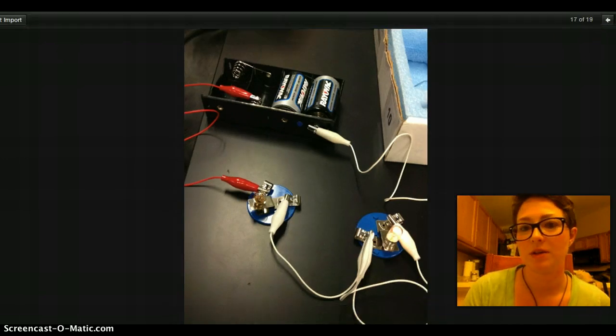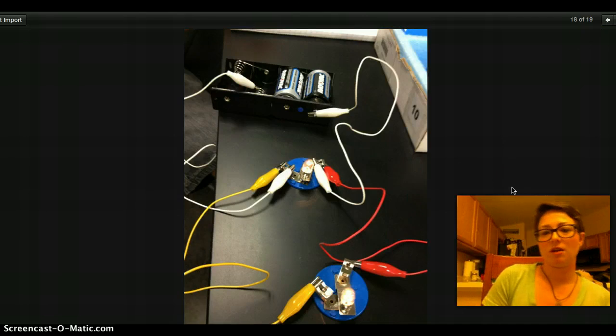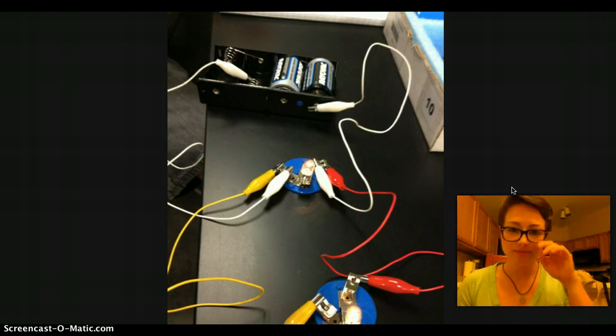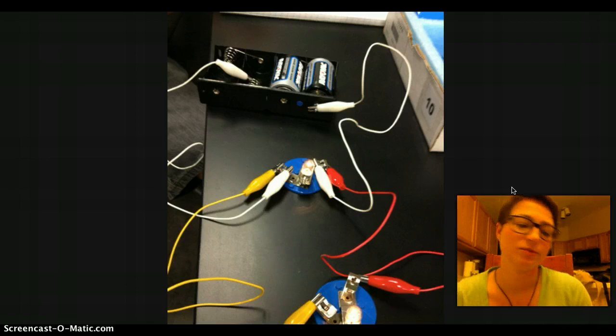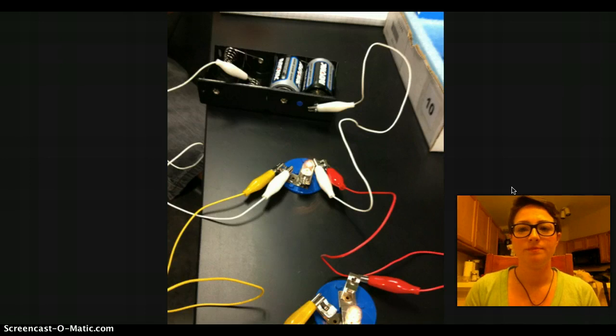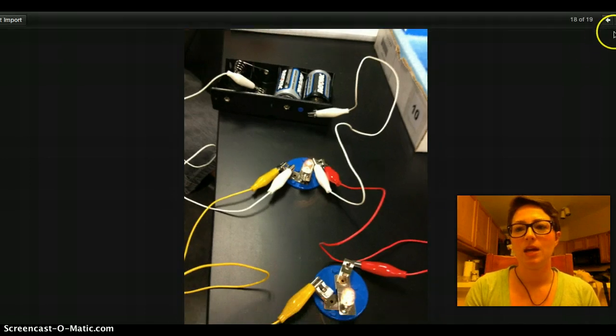I found that very interesting and easy to grasp. Here's the picture of the parallel light bulbs, or the parallel arrangement, and you can see that they're both lit and they're both about the same brightness, which we discussed as well, how the volts are both the same going through both of them, and that was also fun to play with.